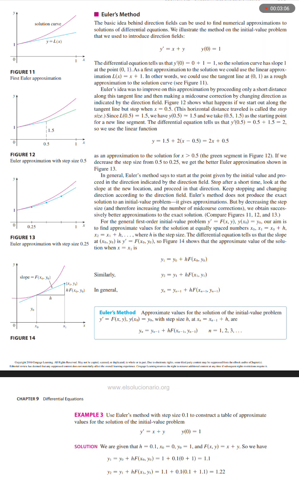This is the green segment in figure 12. If we decrease the step size from 0.5 to 0.25, we get the better Euler approximation shown in figure 13. See figure 13: Euler's approximation with step size 0.25.